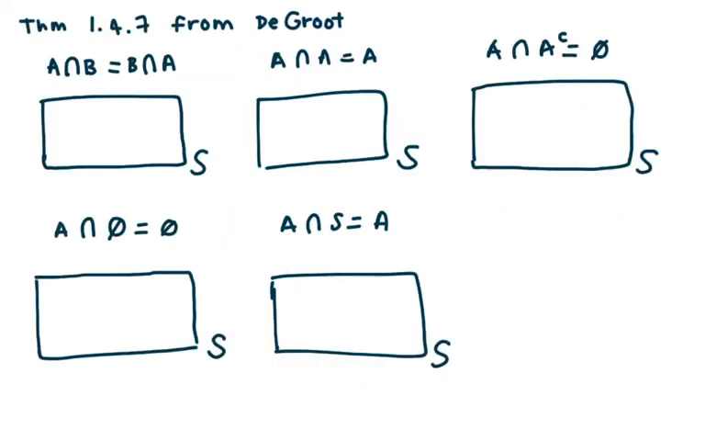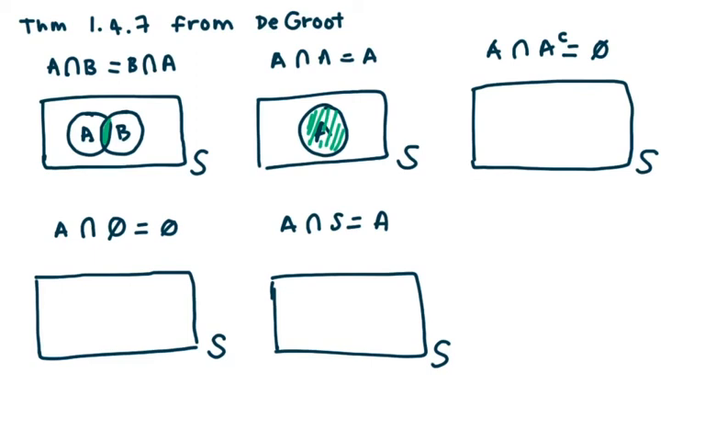Okay, so now we're going to look at theorem 1.4.7 from DeGroot. I'm going to draw Venn diagrams to help us understand. Here we're looking at A intersection B is equal to B intersection A, and that would just be this region. And then next it's A intersection A, so it's just A by itself. Since it's intersecting itself, that means you just shade in the circle.